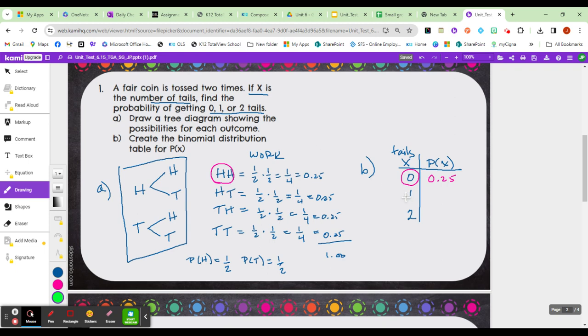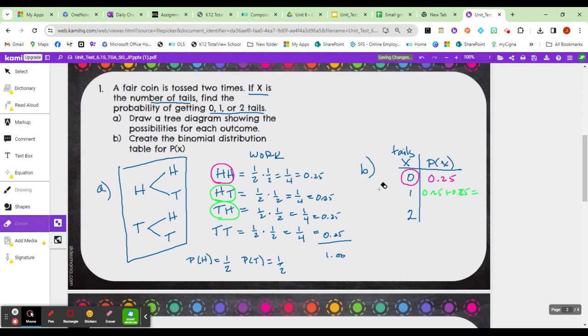Next is the probability of 1 head. Both of these combinations have 1 tail, so you're actually going to have to add these 2 up. So you're going to have to do 0.25 plus 0.25.